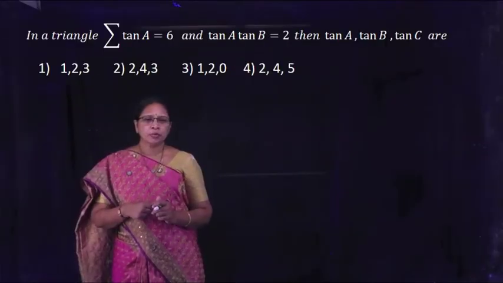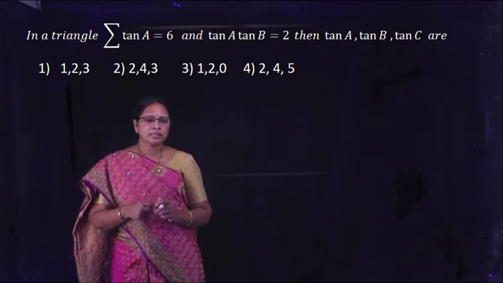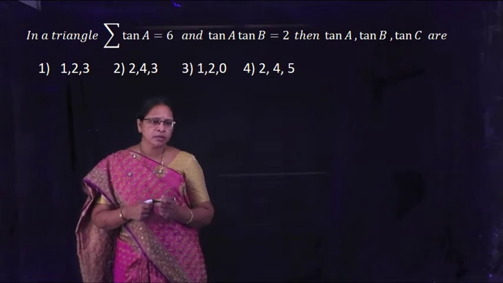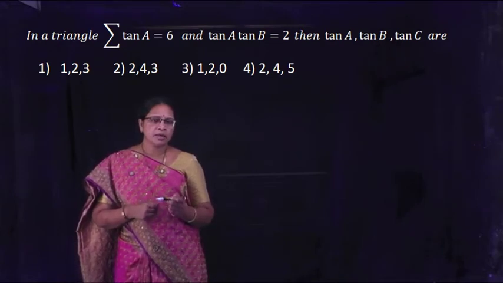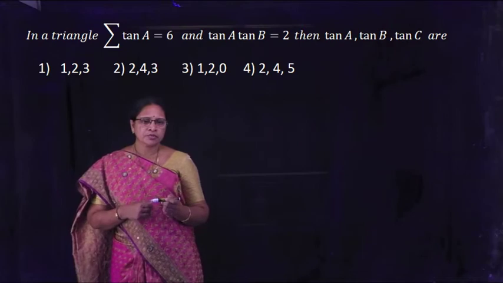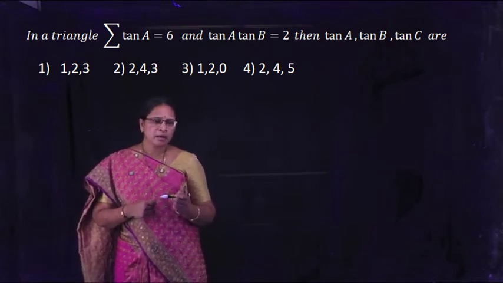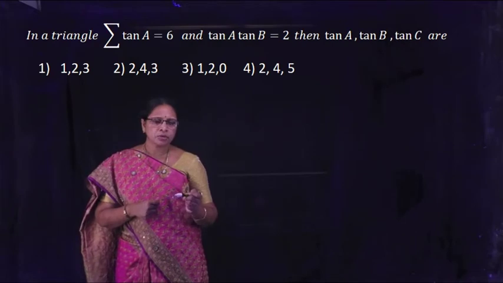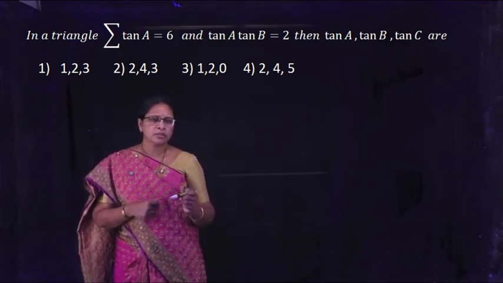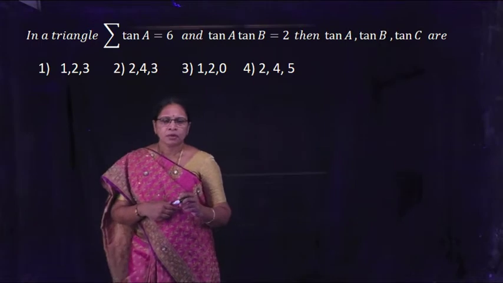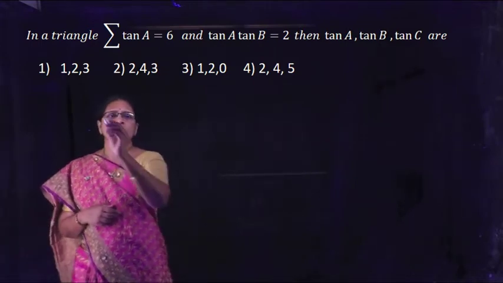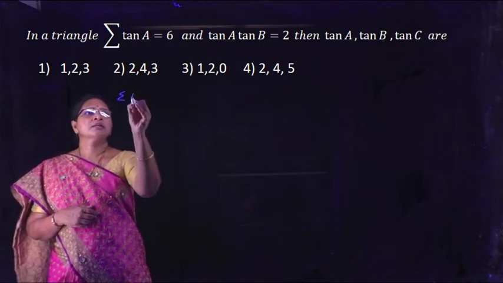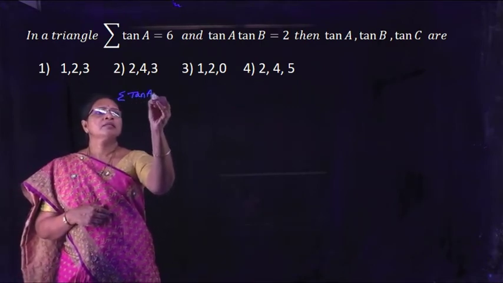See the next problem. In a triangle, sigma tan A equal to 6 and tan A tan B equal to 2, then tan A comma tan B comma tan C are: first option is 1 comma 2 comma 3, second option is 2 comma 4 comma 3, third option is 1 comma 2 comma 0, fourth option is 2 comma 4 comma 5. According to the given problem, given that sigma tan A is equal to 6.